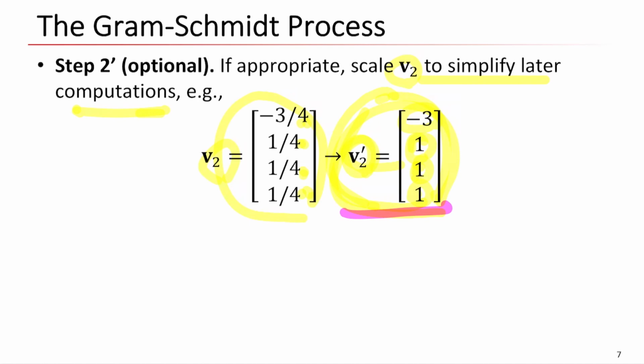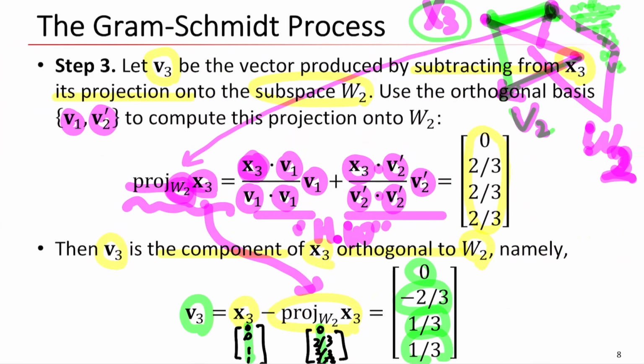Then how can you do? Before that, we can scale the V2 to simplify the later computation because there is the denominator here, so we can scale this original V2 here, right? So to find out the V3, we can find out the projection of the X3 to W2 space, right? Because W2 space has the two basis vectors V1 and V2. Then to find out this one, we can easily compute something like this here, right?